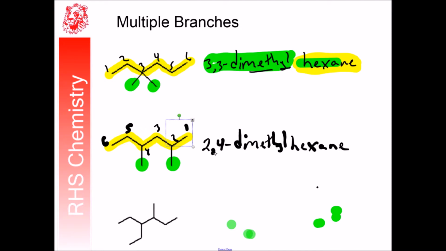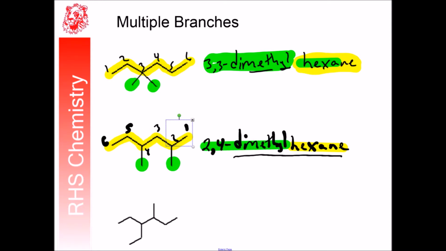We put commas between the numbers, we put dashes between numbers and letters. This is all one word. 2,4-dimethylhexane. So the hexane corresponds to the parent chain, and then there's my branches.